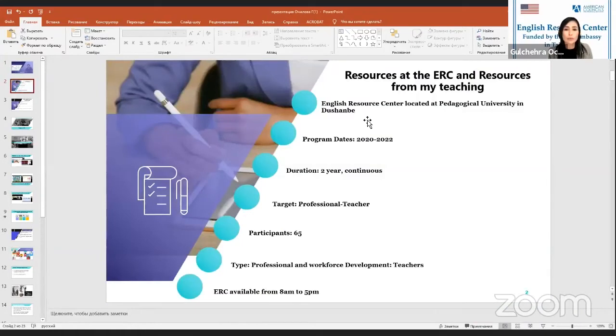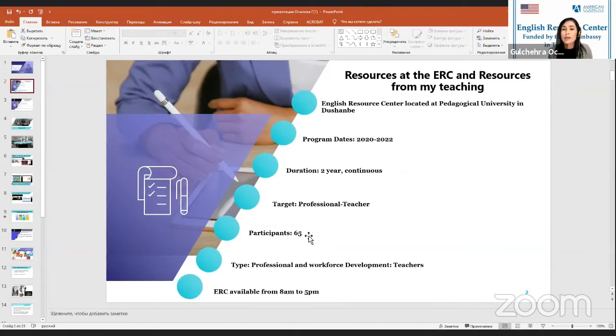So today I am going to talk about the resources we have at the English Resource Center and resources for my own teaching. The English Resource Center is located at the Pedagogical University in Dushanbe. The program started in 2020, so it will finish in 2022, but it may continue, as it has an extension. Our target is professional teachers at the Pedagogical University. Our participants are more than 65 teachers.